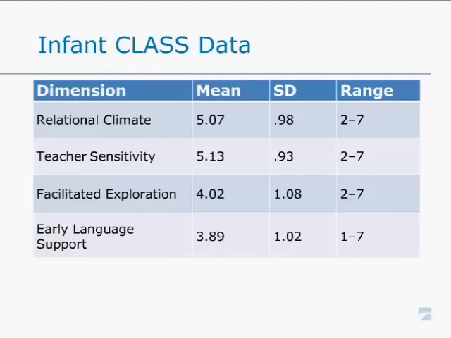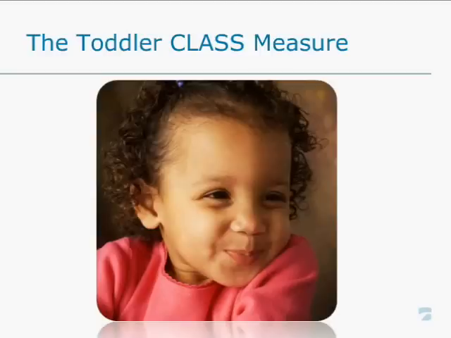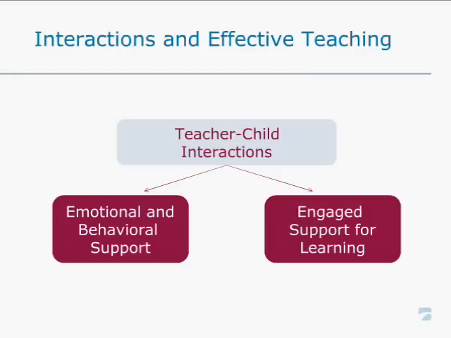And then we have our infant who's grown up a little bit to a smiling toddler. I love her pursed lips. And so Toddler was released. Toddler followed a similar kind of development at UVA and then was field tested at Teachstone. And Toddler was released in a final version in March of 2012. And the final release of Toddler has 2 domains. So emotional and behavioral support and engaged support for learning.